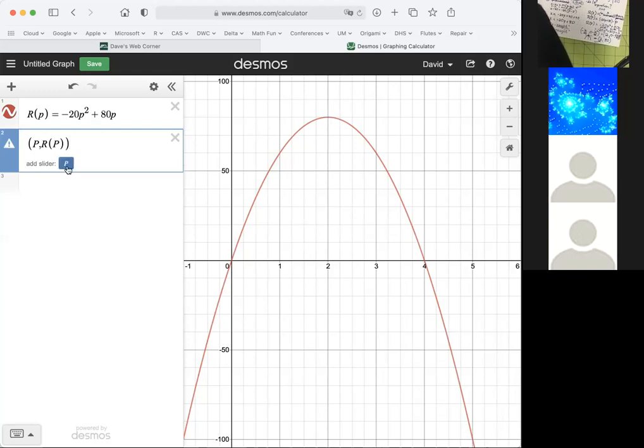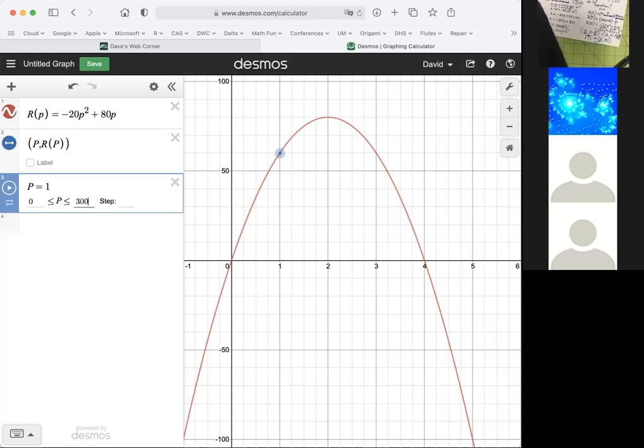and you see Desmos says, do you want to add a slider for price? Okay, let's add a slider for price. Let's price my books from $0 to $3. Nope, 3.0, $3. And let's step every 10 cents. Let's see what else I can do here. Let's add a label to that. And the label is revenue.